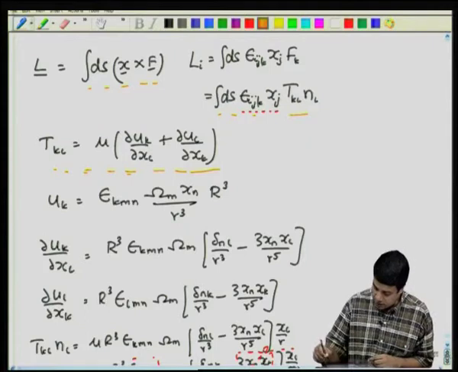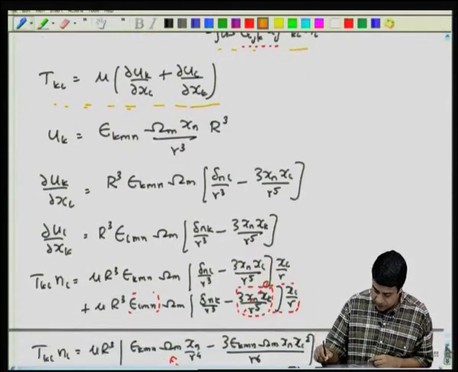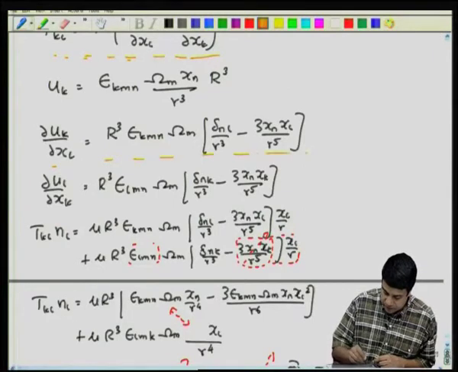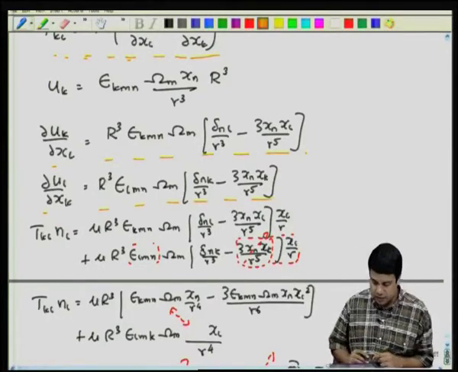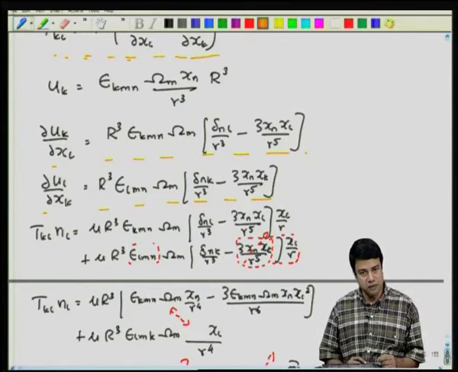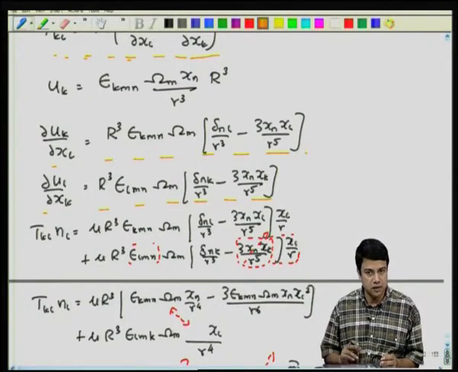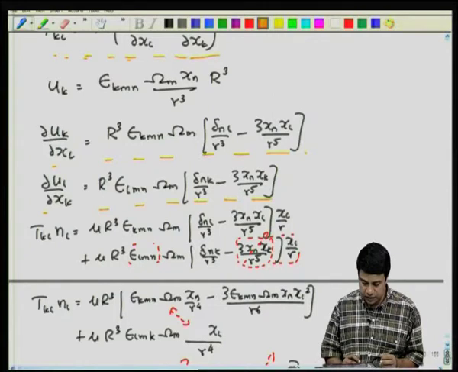So, we had calculated the gradients of the velocity field. Okay. We had taken the gradients of the velocity field here, multiplied that by the viscosity, and then dotted it with the unit normal. Okay. Unit normal n_l is equal to x_l by r, where x_l is the position vector and r is the distance from the origin. Okay.